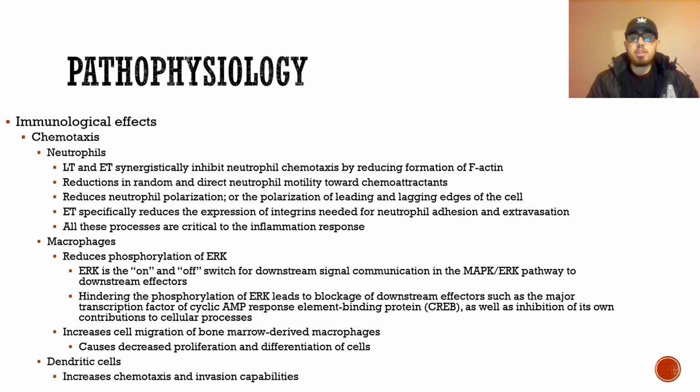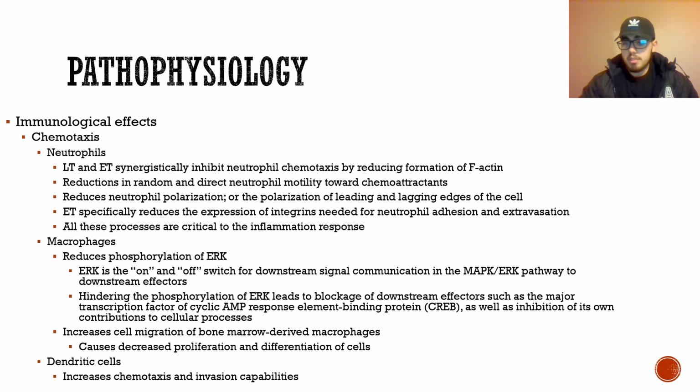Edema toxin specifically reduces the expression of integrins needed for neutrophil adhesion and extravasation. Now, integrins are the principal receptors used by animal cells to bind to extracellular matrix. And neutrophil adhesion is basically the neutrophil adhering to the wall of the inflammation and blocking the adhesive forces of blood flow and other adhesive factors. And neutrophil extravasation is basically the movement of leukocytes out of the circulatory system and towards the site of tissue damage or infection. Now, for macrophages, the exotoxins reduce phosphorylation of ERK. ERK is one of the pathways in the MAPK pathways, and ERK is basically the on and off switch for downstream signaling or signal communication in the MAPK and ERK pathway to downstream effectors.